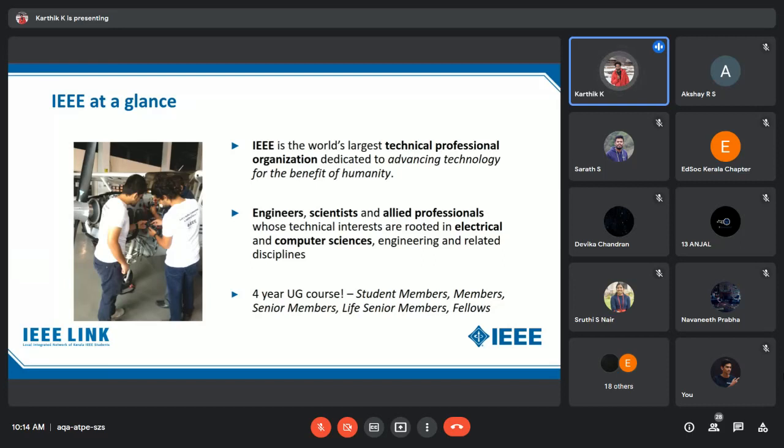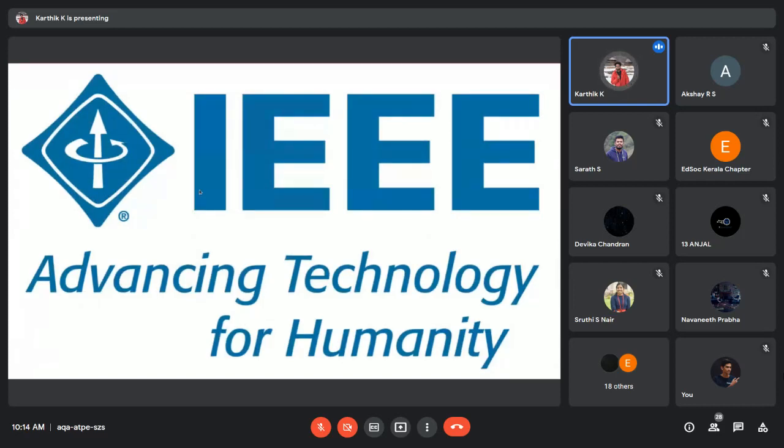We also have a membership called graduate student member that you can avail after your 4 years of BTech course, while you are going for a master's or PhD. That is the purpose of a GSM membership. So these are the membership grades that we have in IEEE. This is the logo, and as I initially said, IEEE aims at advancing technology for humanity. It's the motto of IEEE itself.